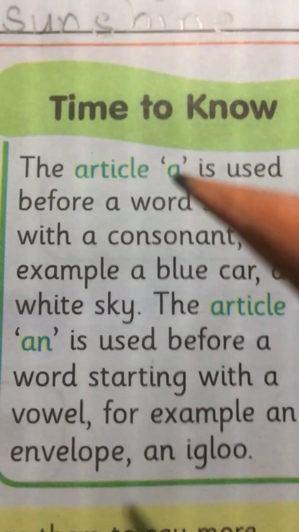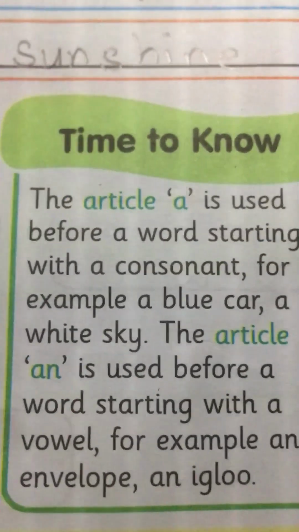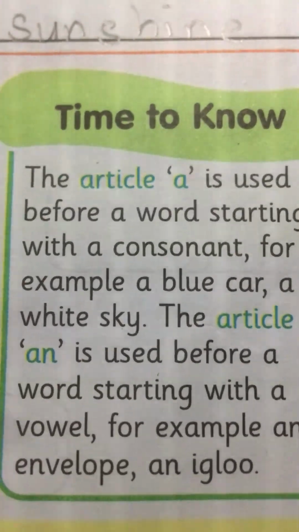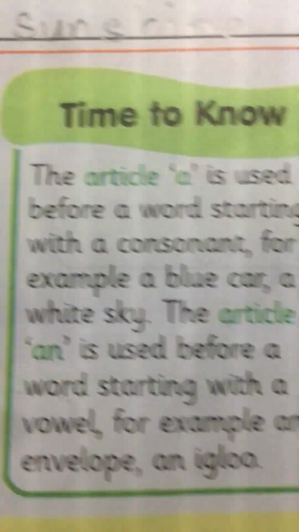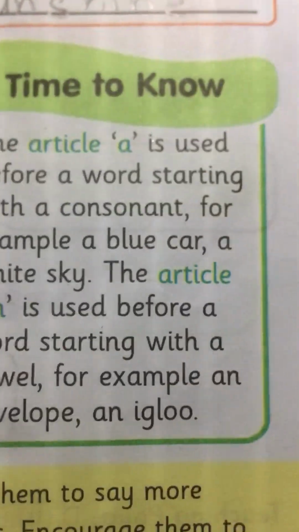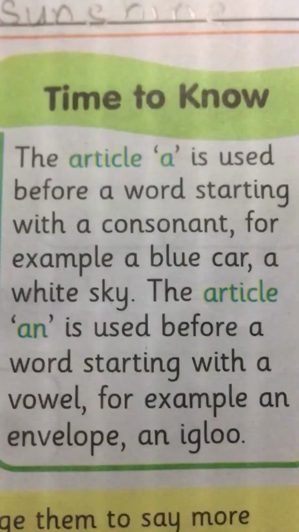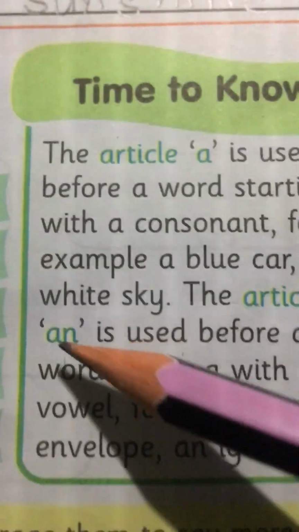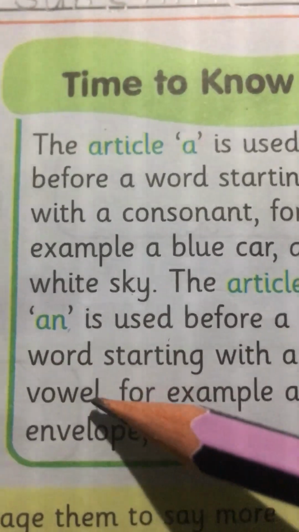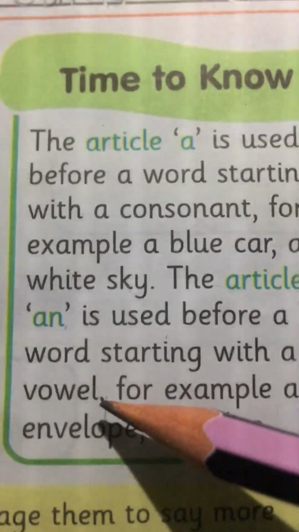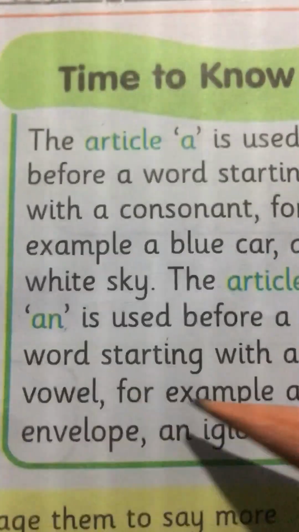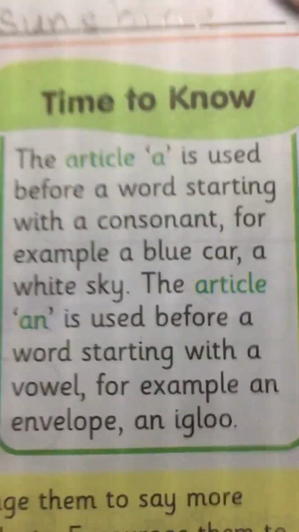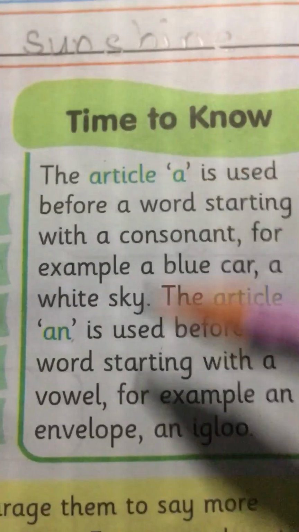The article a is used before a word starting with a consonant, for example, a blue car, a white sky. The article an is used before a word that starts with a vowel: a, e, i, o, u. For example, an envelope, an igloo. This was the concept where we use a and an.